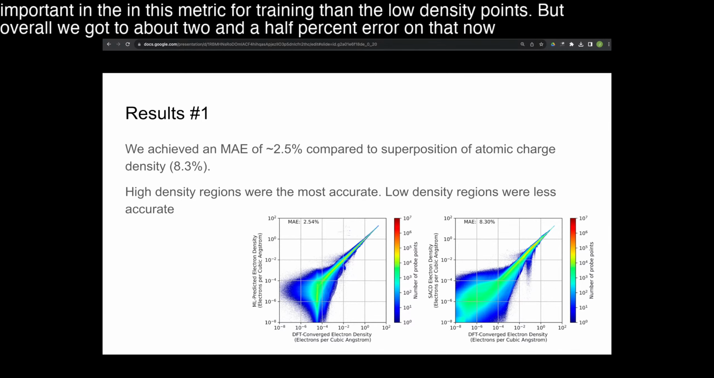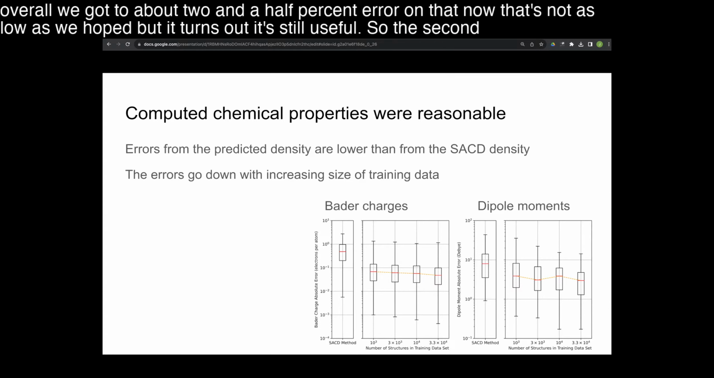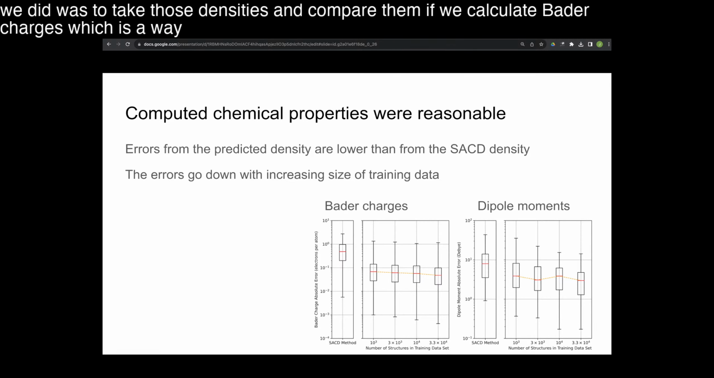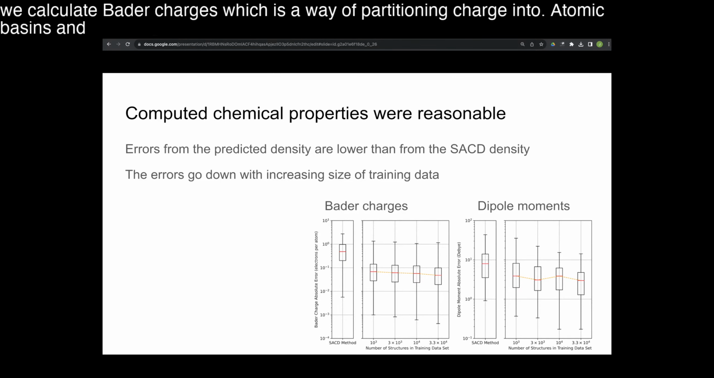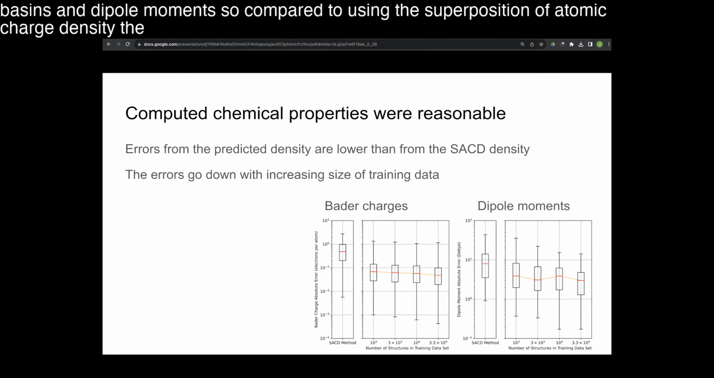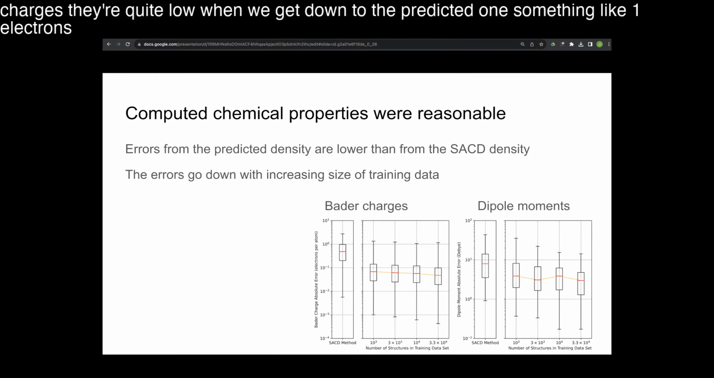Now, that's not as low as we hoped, but it turns out it's still useful. So the second result that we did was to take those densities and compare them if we calculate Bader charges, which is a way of partitioning charge into atomic basins, and dipole moments. So compared to using the superposition of atomic charge density, the errors are quite large when you use that for Bader charges. They're quite low when we get down to the predicted ones, something like 0.1 electrons per basin.